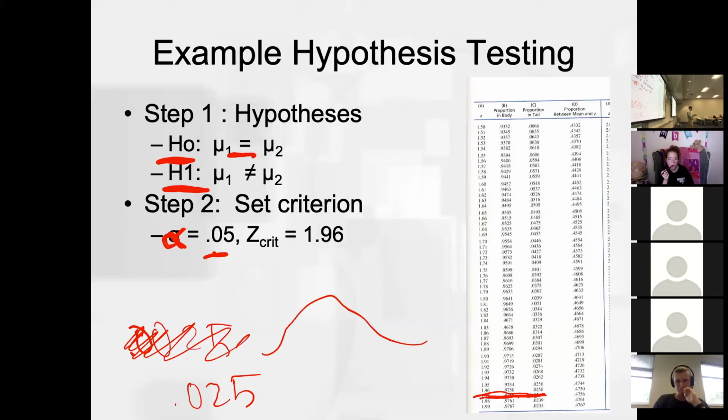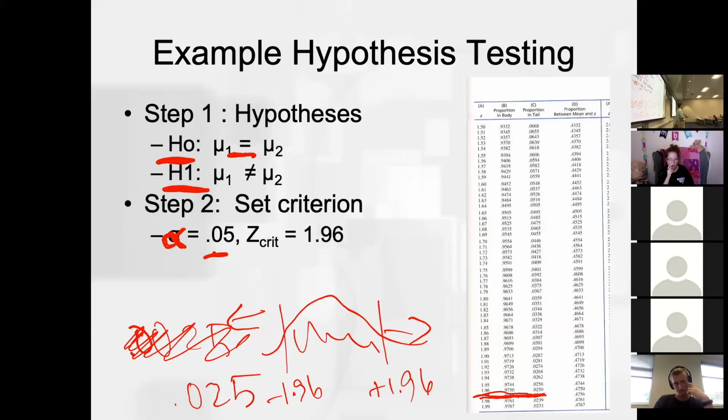If we think about the distribution again, we've said at positive 1.96 and negative 1.96 are our criterion cutoffs. If our z-score that we calculate is greater than positive 1.96 or less than negative 1.96, we're going to reject the null hypothesis. Otherwise, if it's in the middle here, we're going to retain that null hypothesis.